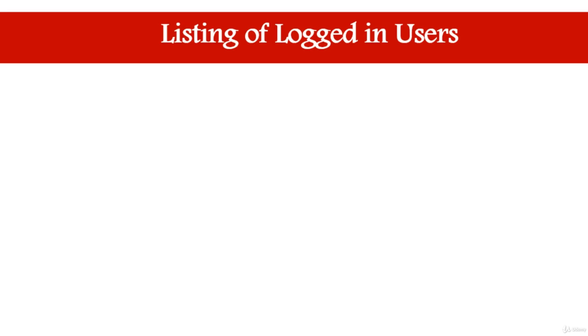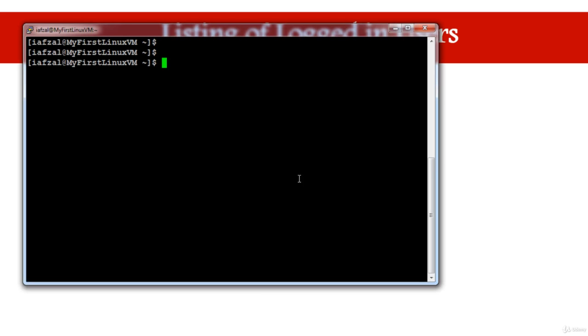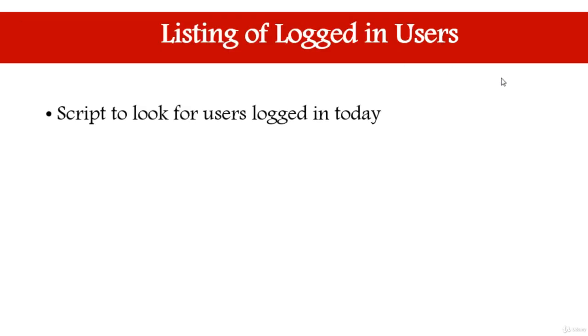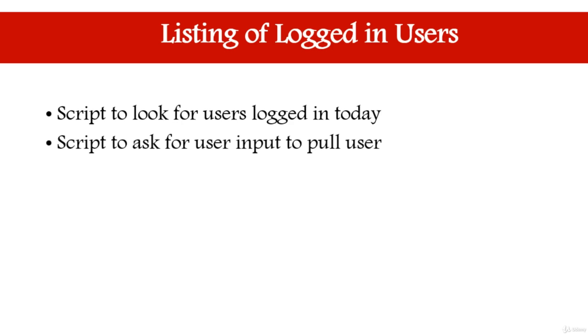So let's go directly into our machine. What the script is going to do is look for users who are logged in today. That's the first script that we will write. The second, within the same script, we will add user input, meaning we will ask the user, you want me to get a list of all the users, but do you want to get it for a specific day or specific month? We will give that option, give the leverage to the user so they could simply input the month or date and it will get them that output. Sounds interesting, right? So we'll try that.